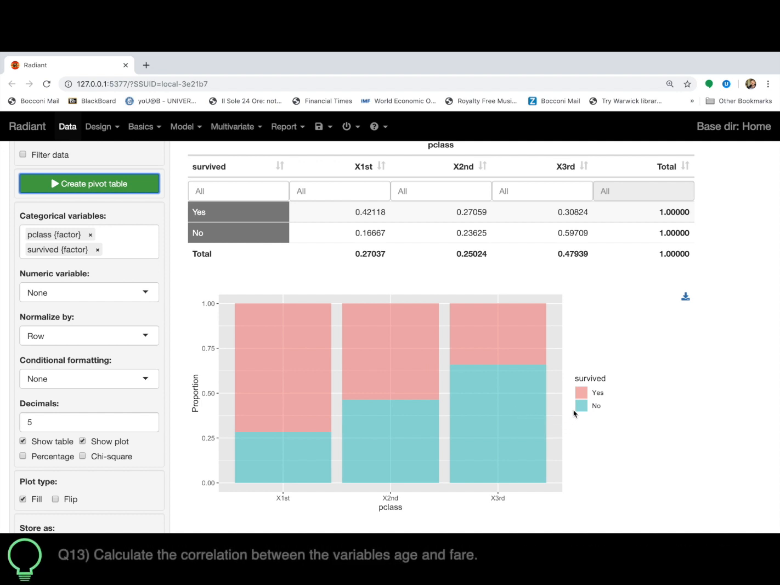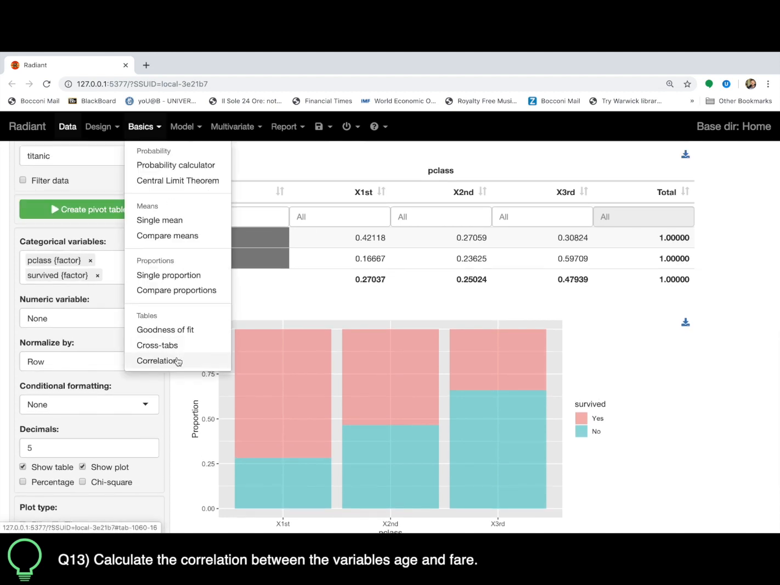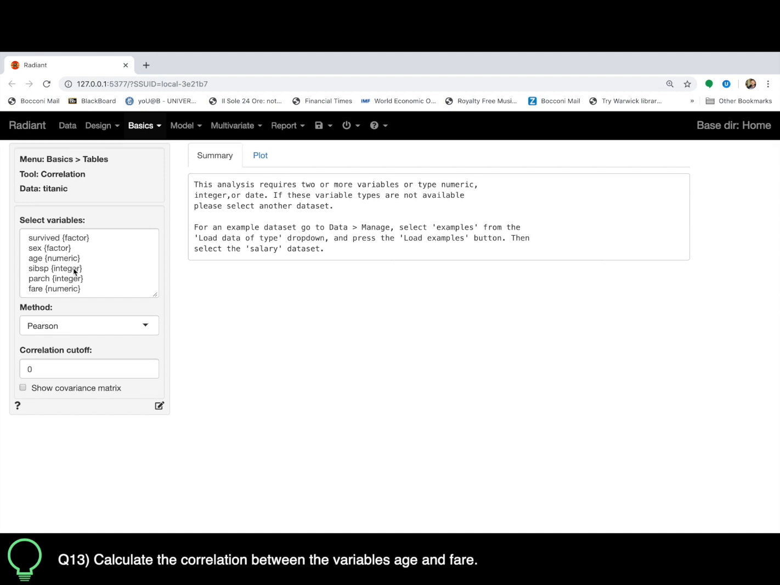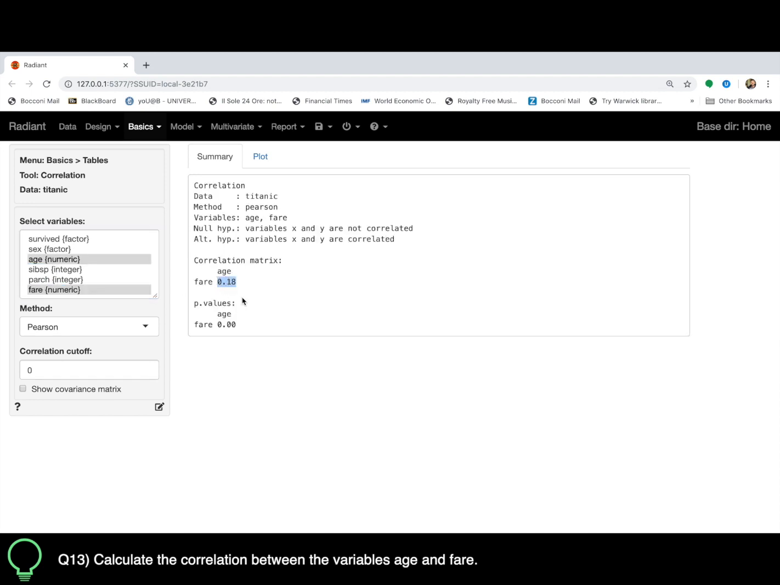Okay, we're getting there. Calculate the correlation between the variables age and fare. This is easy. In the basics, there's a correlation tab which allows us to choose a subset of variables. They can be numerical, they can be dummy variables, they can't be categorical variables, I believe. So we have only a factor here, survived, because it's 0, 1, and we calculate, and this calculates the correlation coefficient for us. So between age and fare, there's a slightly positive correlation, which is 0.18.